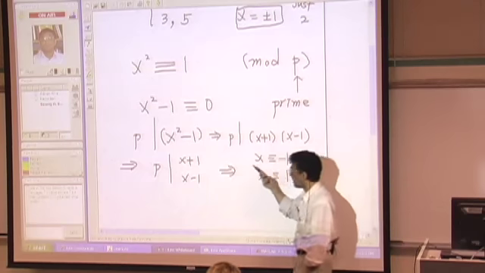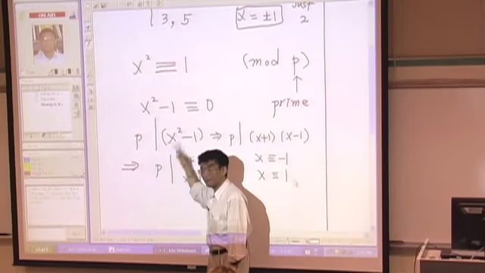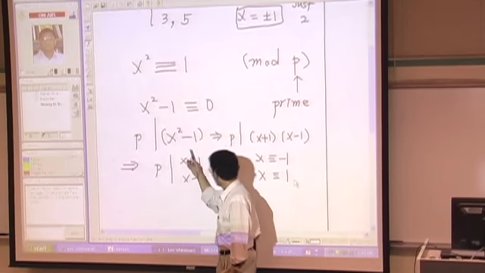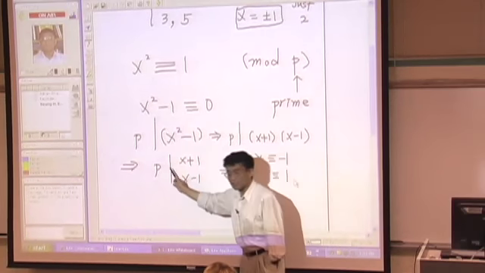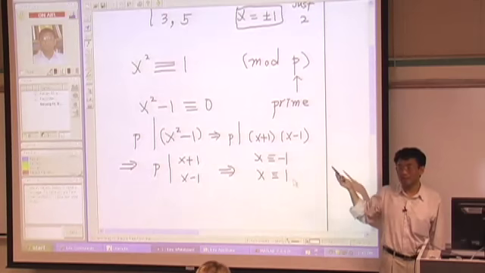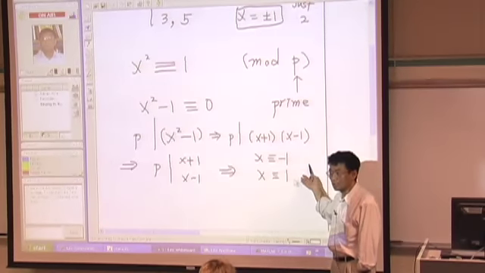But you already know, right? If a prime divides a product, then it should divide some factor in the product, right? Either this one or this one. If this one, then you get this fact by just equivalent writing, right? And then this, and this. That means these are the only solutions. Can you get other solutions than these? Impossible, right? Impossible.